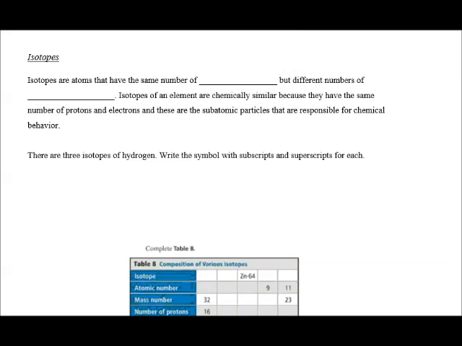Isotopes are atoms that have the same number of protons but a different number of neutrons. Isotopes are chemically similar to each other because they are the same atom. The difference is in the neutrons found inside the nucleus, but the protons and the electrons stay the same.